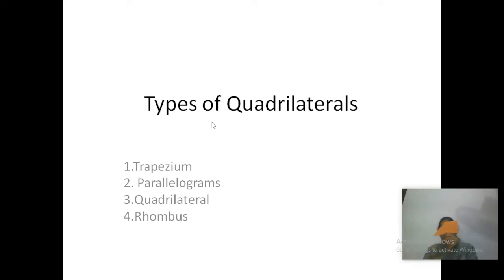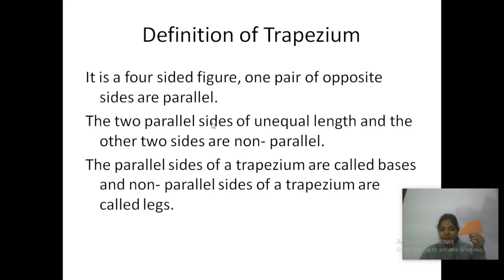So students, now I will explain the properties of trapezium. What is the definition of trapezium? It is a four-sided figure. 1, 2, 3, and 4. One pair of opposite sides are parallel. You can see this side is parallel to this side, but this side is not parallel to this side, right?